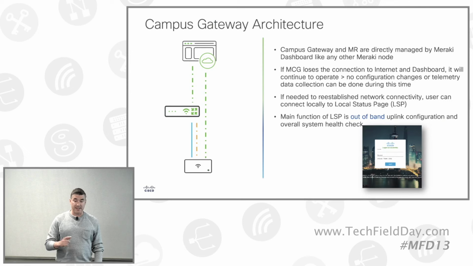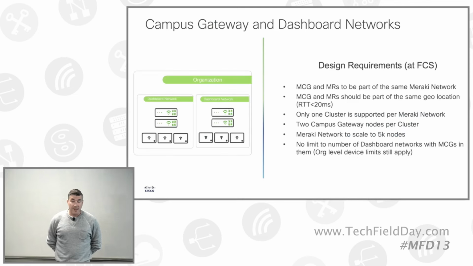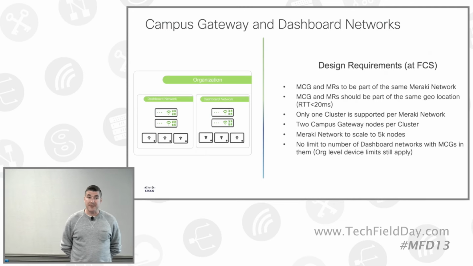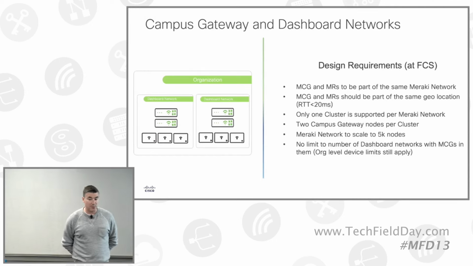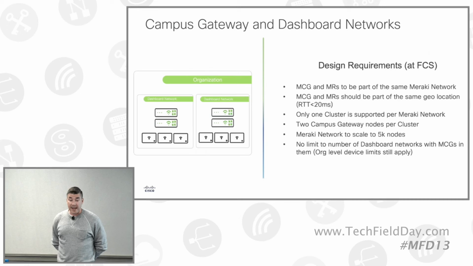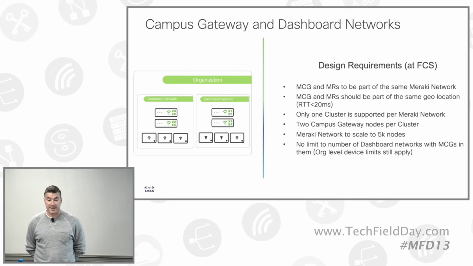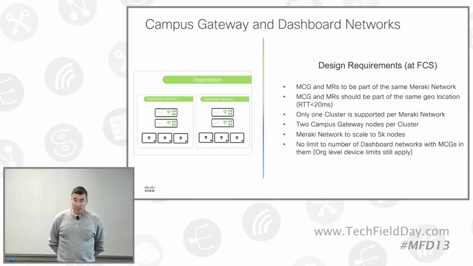Some design requirements at launch. These are pretty important when we think about deployment. So at FCS, at launch, MCG MRs need to be in the same dashboard network. Not same layer 3, not same layer 2, whatever. I'm talking Meraki dashboard networks from a configuration standpoint. And in the name, Campus Gateway, they need to be in kind of that same geolocation. So we're saying less than 20 millisecond round trip time. And then there's one cluster per Meraki network.